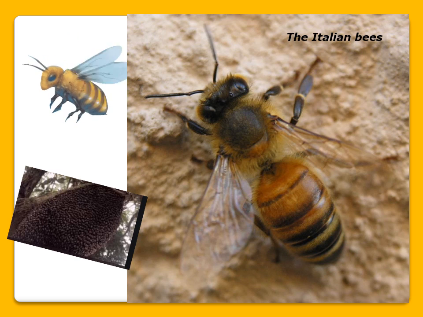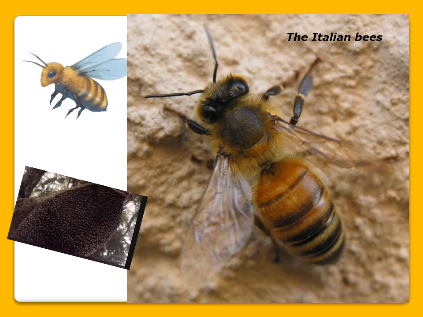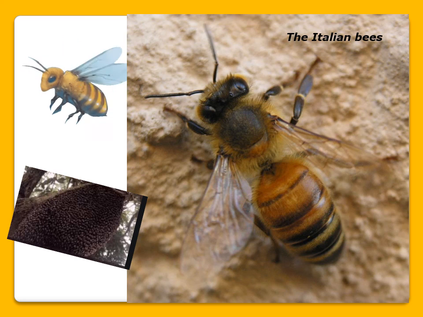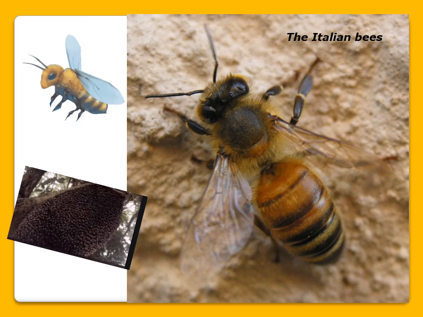In the picture, you can see the Italian bee. This is the bee that is known to produce the maximum amount of honey, meaning more amount of honey. It stings less. ये काटती कम है और honey ज़्यादा produce करती है.